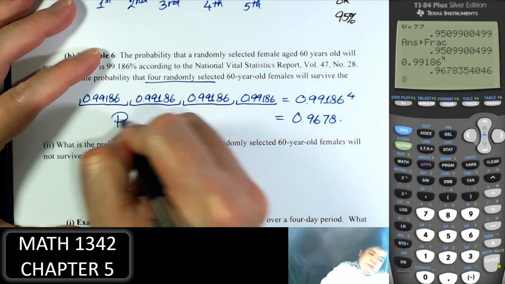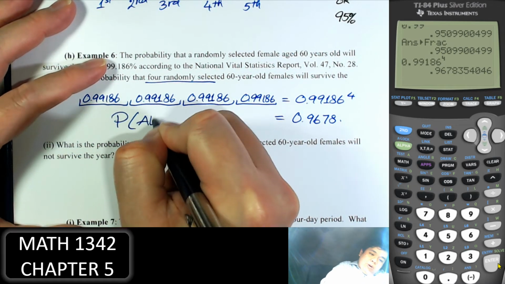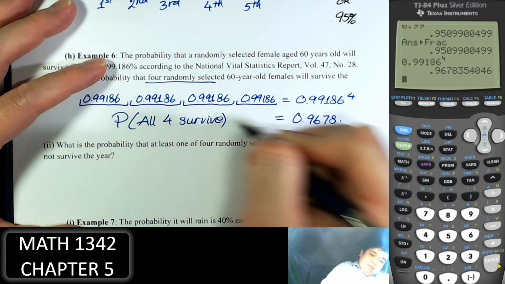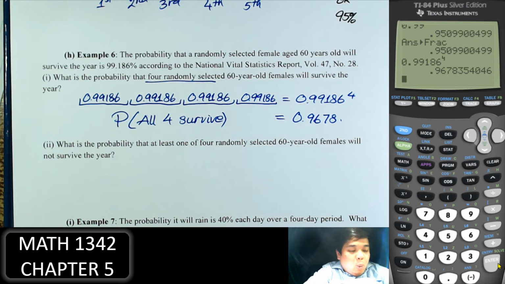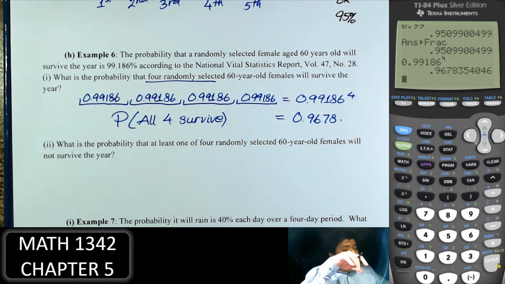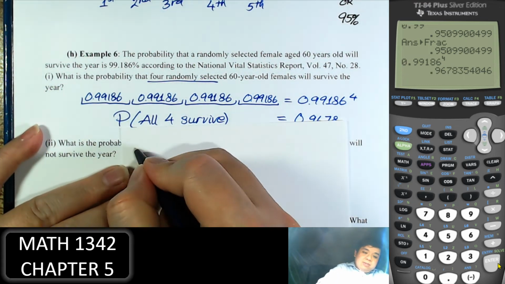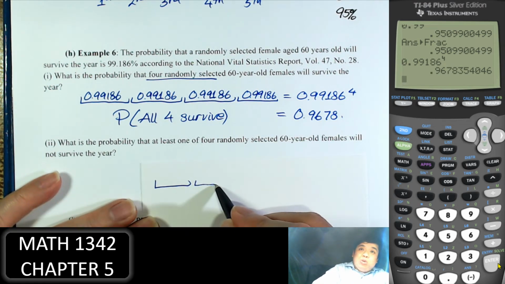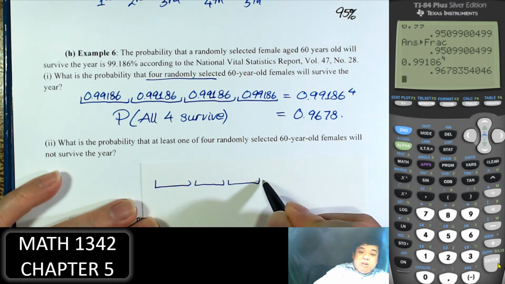Next, that is the probability that all 4 survive the year. So I just say all 4 survive equal to that. Now, what is the probability that at least 1 of 4 randomly selected females will not survive the year? Now this will be complicated. If we're doing the slots like this, and this is at least 1, so that could be 1, could be 2, could be 3, could be 4.